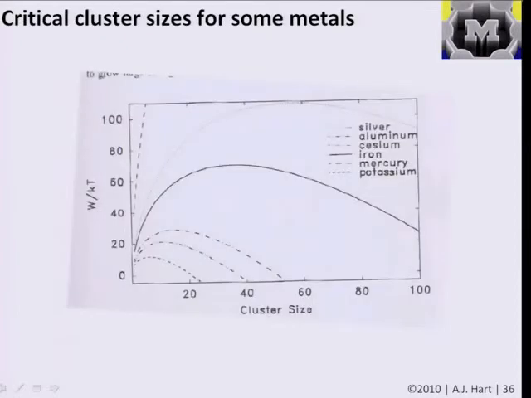And these calculations can be done for values for practical materials. In this case, it's done for assuming you're condensing metal clusters from the gas phase. And this just shows, for example, critical cluster sizes being in the order of tens of atoms.